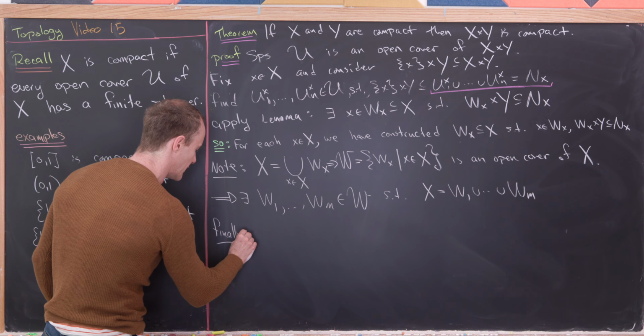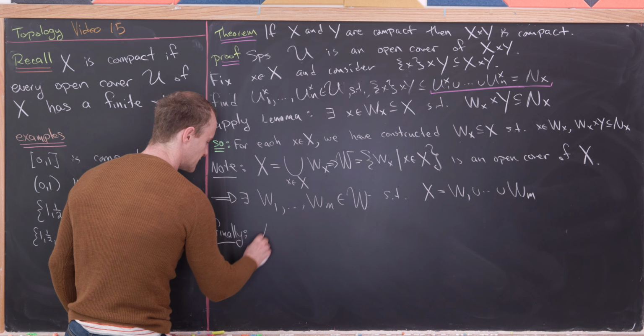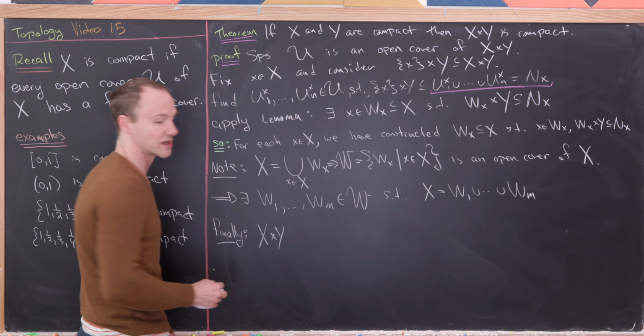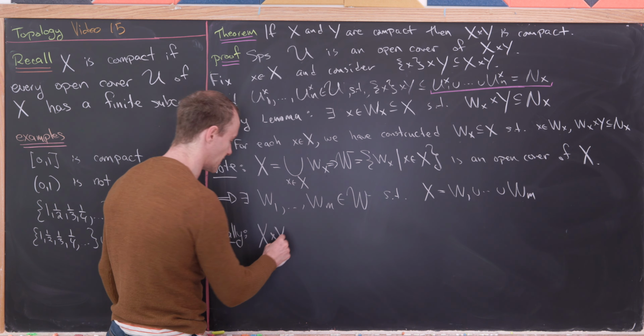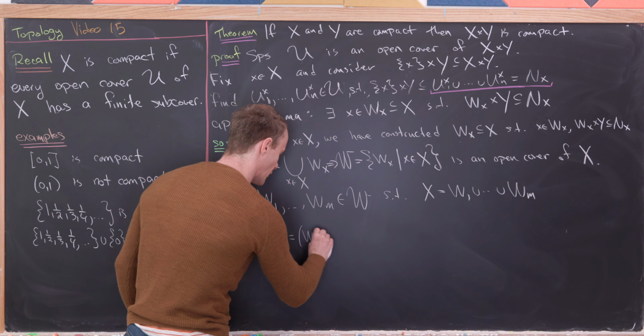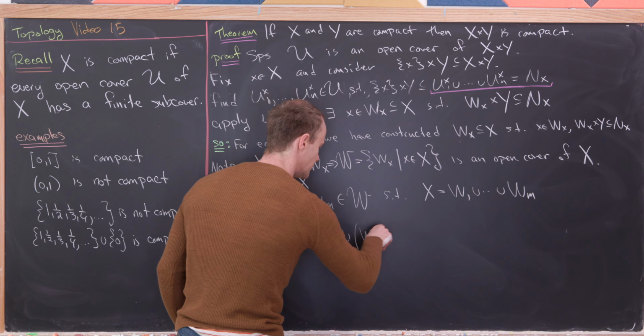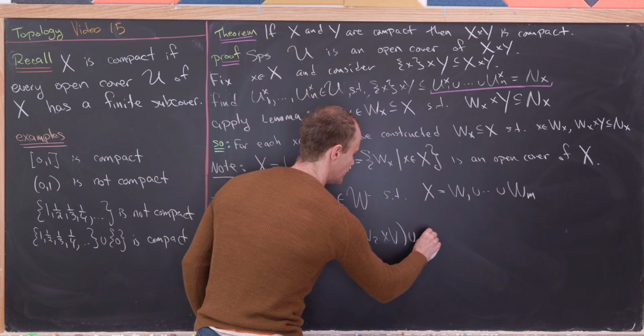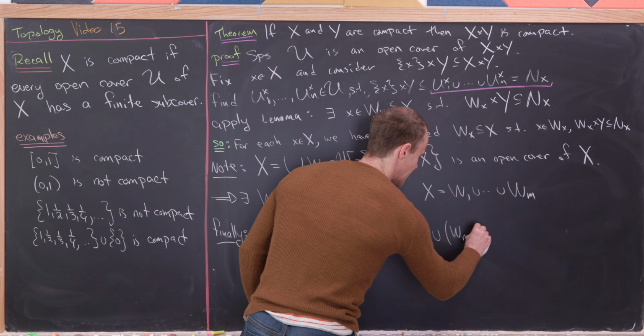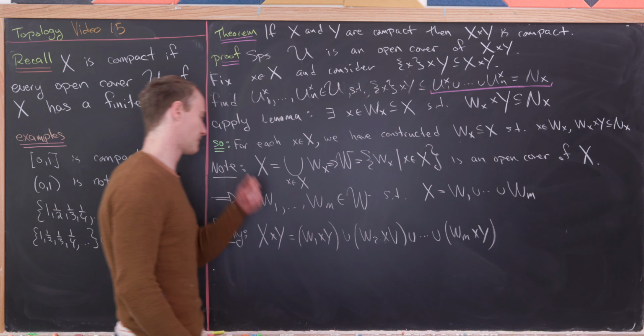So let's see how we can finish everything off. Let's notice that X cross Y is going to be equal to W sub 1 cross Y unioned W sub 2 cross Y, union all the way up to W sub m cross Y.